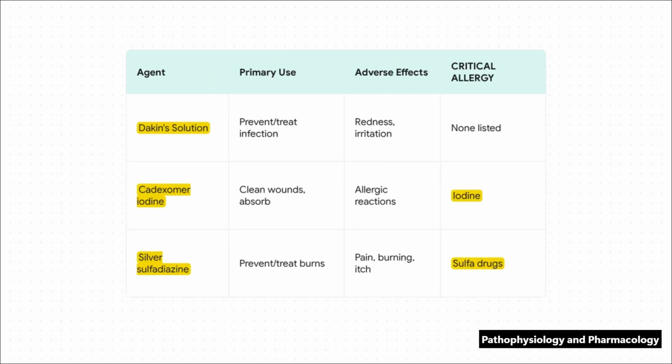Okay, now here are 3 heavy hitters for fighting infection in wounds. But I want you to focus your eyes right on that last column. Missing an iodine allergy before you use catechol or iodine, or a sulfa allergy before applying silver sulfadiazine, that can cause serious problems. These allergy checks are completely non-negotiable.